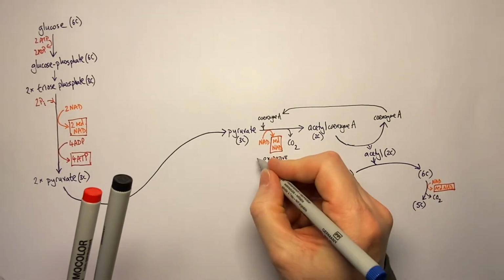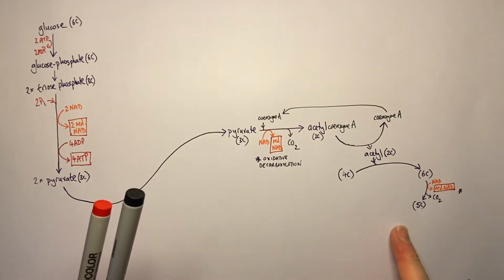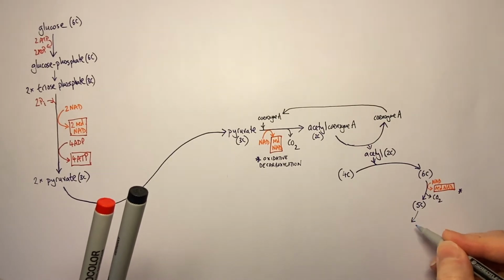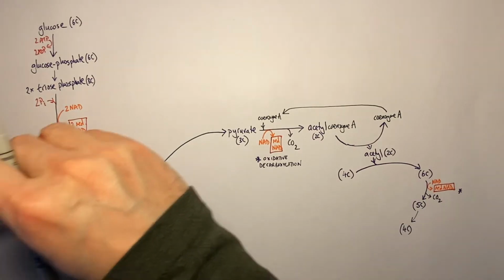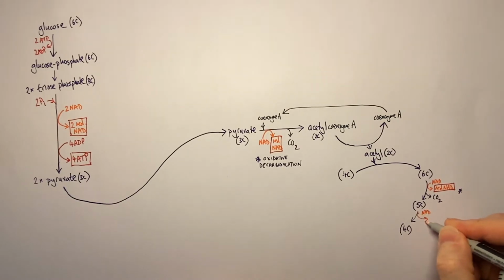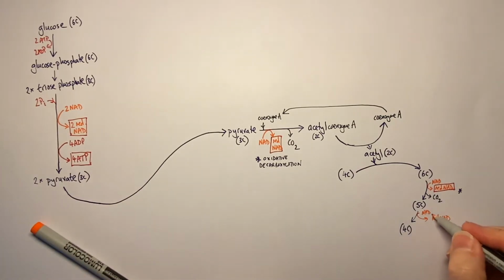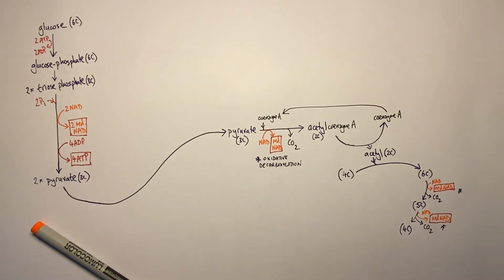This is the same as that process, oxidative decarboxylation. And to make things nice and easy, the same thing happens again. This time we have NAD forming reduced NAD. Getting a little bit short of space here, but I'm sure we'll be fine. And we also get carbon dioxide release here. So this is another oxidative decarboxylation happening twice there.